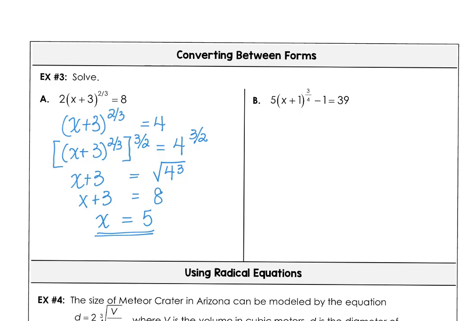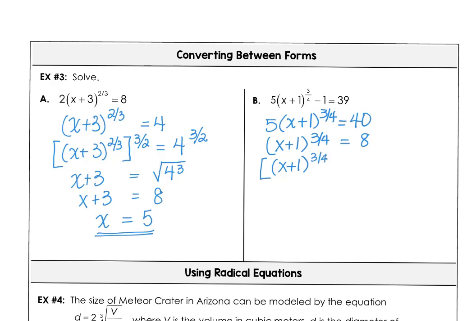Here in example B, we have 5 times x plus 1 to the 3/4 power. We're going to move the 1 to the other side, and that gives us 40. Then dividing both sides by 5, we end up with x plus 1 to the 3/4 equals 8. And I want to get rid of the 3/4 power, so we need to use the 4/3 power to eliminate that radical, and also 8 to the 4/3 power on the right.